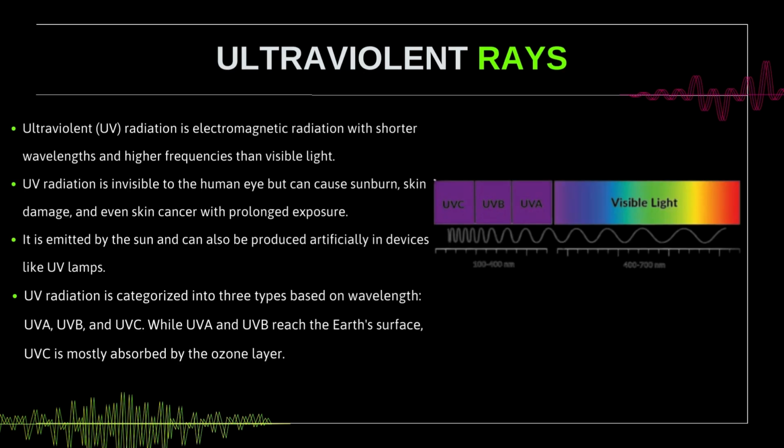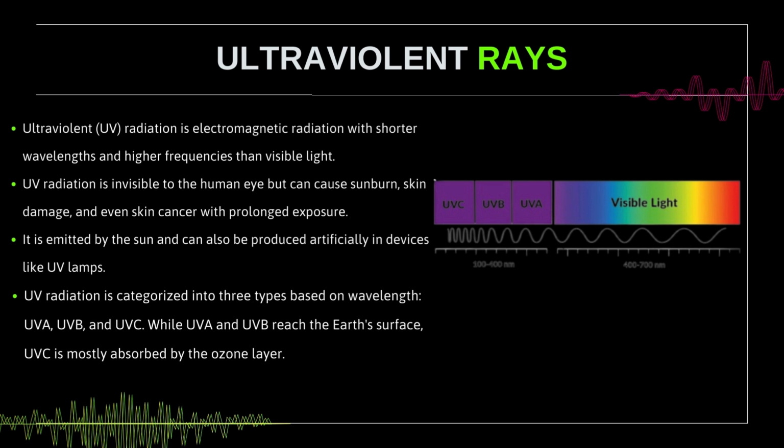materials. Ultraviolet rays. Ultraviolet radiation is electromagnetic radiation with shorter wavelengths and higher frequencies than visible light. UV radiation is invisible to the human eye, but can cause sunburn, skin damage, and even skin cancer with prolonged exposure. It is emitted by the sun and can also be produced artificially in devices like UV lamps.